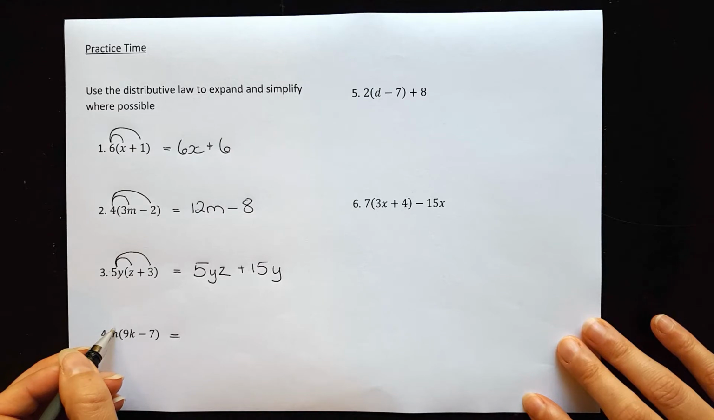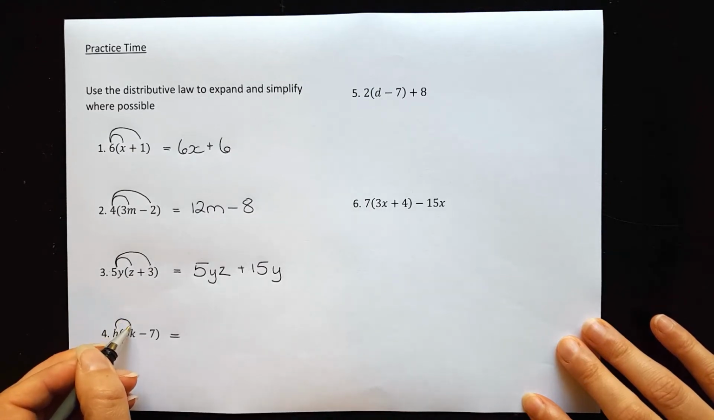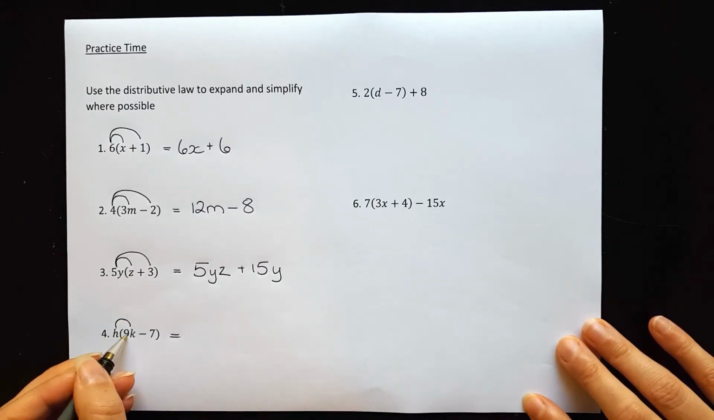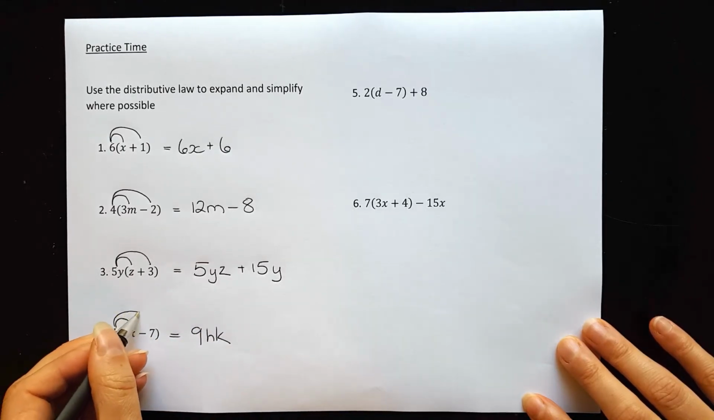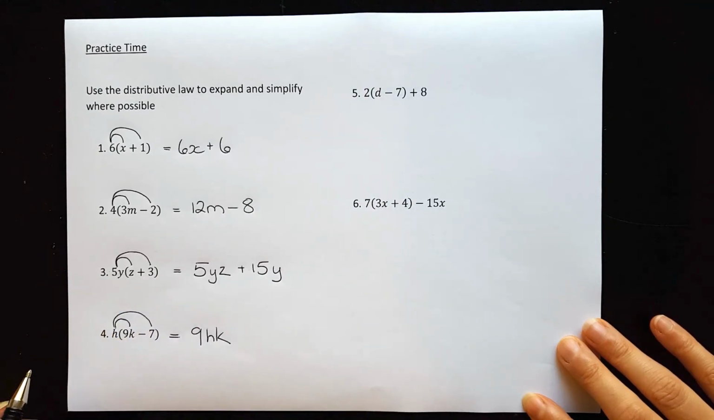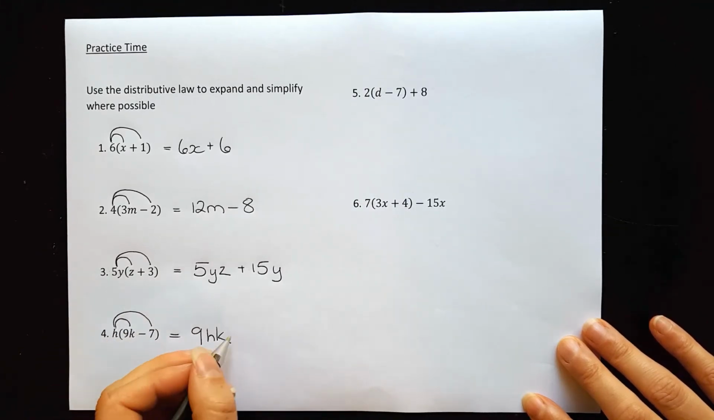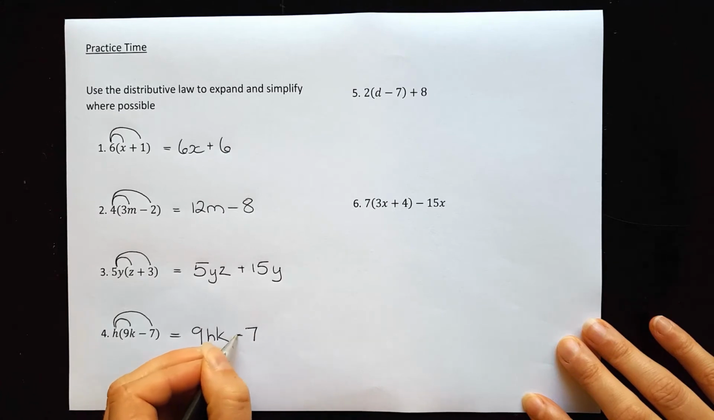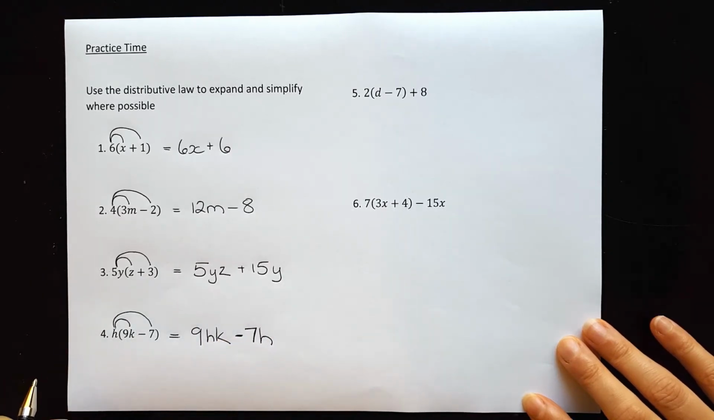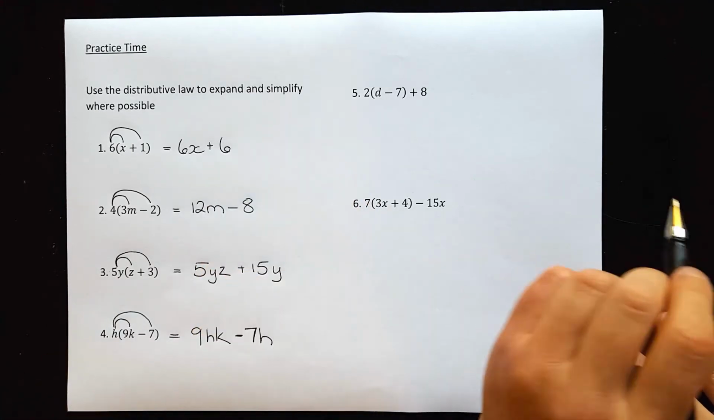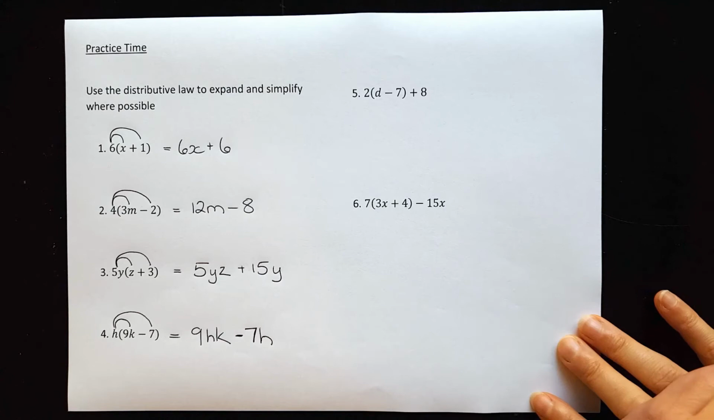And for 4, h times 9k. Well, the only number is the 9. h and k will have to sit after. h times by negative 7. Well, we only have a 7 for the number, a negative 7, and we have an h for the letter. We just have to put them together like that. Negative 7h. Question 5 and 6 are our expand and simplify ones.